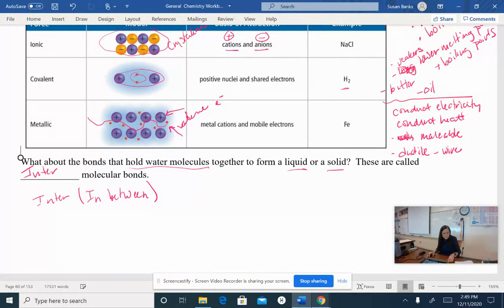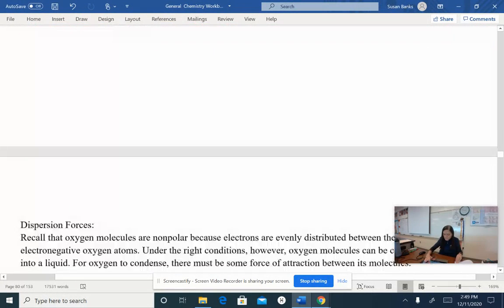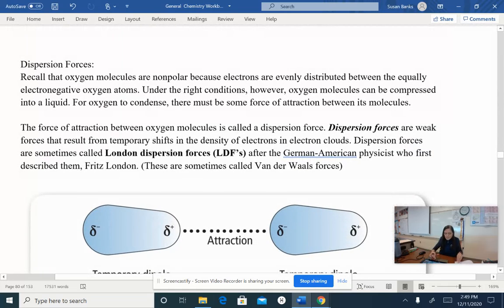In between molecules. For example, we are going to talk about 3 different intermolecular bonds, 3 different ways that molecules interact with each other. The first one is called dispersion forces. The real name is London dispersion forces.